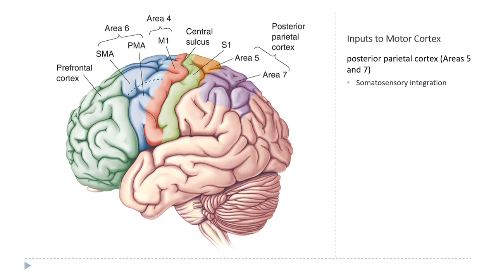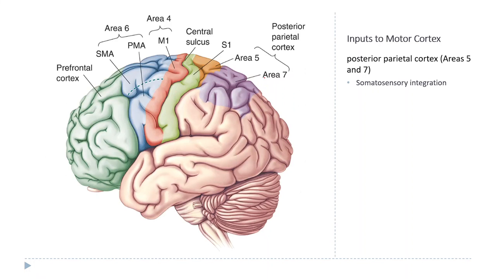Outside of motor cortex, there are a number of other cortical regions that send input to motor cortex. The motor cortex itself sends commands to the spinal cord and to the brainstem motor neurons to initiate movement. So the question is, who tells the motor cortex what to do? There are a couple of different regions that send their inputs to motor cortex, including the posterior parietal areas. These are the posterior parietal areas back here, areas 5 and 7 for the most part.